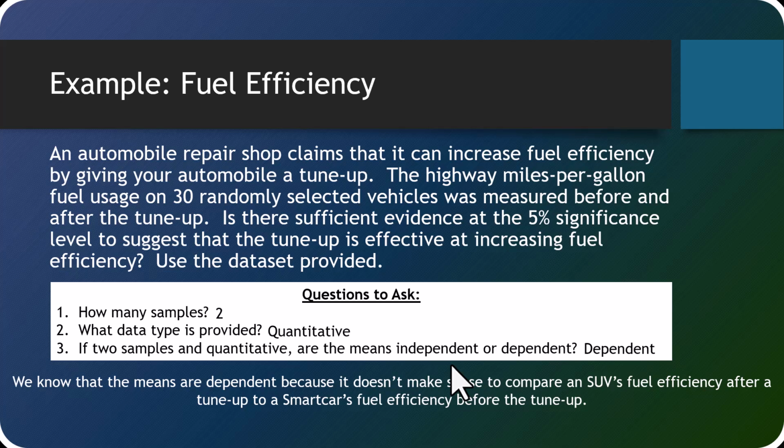And the reason is because, let's say there are two completely different vehicles. Imagine in your head a very large SUV and a very tiny smart car. It doesn't make sense to compare the SUV's fuel efficiency after a tune-up to the smart car's fuel efficiency before the tune-up. So in order to control for that discrepancy in fuel usage between different types of vehicles, we need to compare the before and after on the same vehicle. In other words, if I compare the SUV's fuel usage before the tune-up and after the tune-up, then I can see if there has been an improvement.